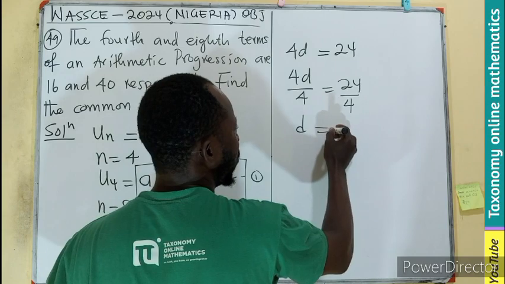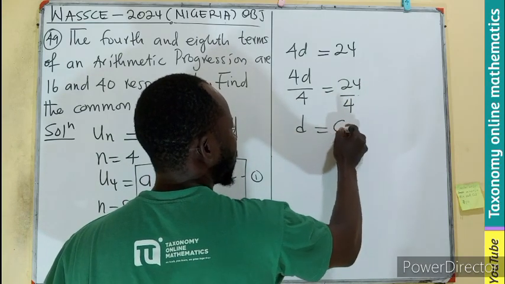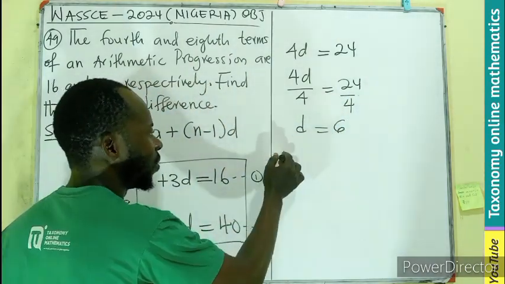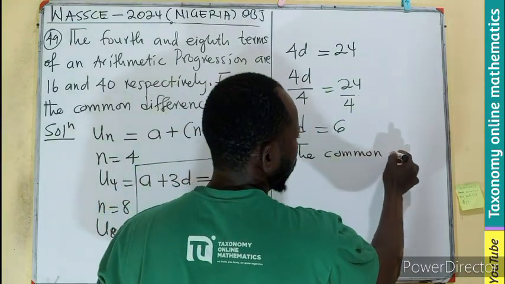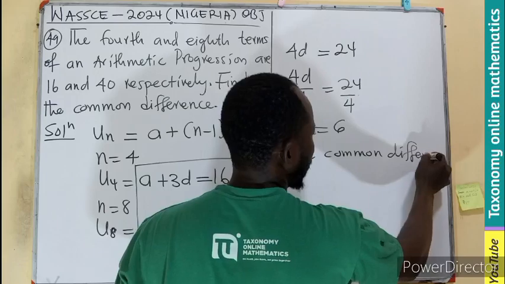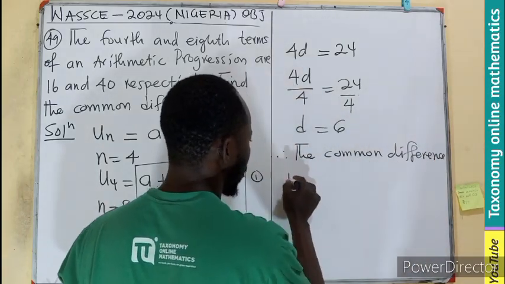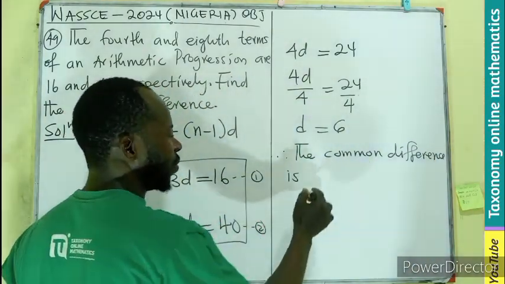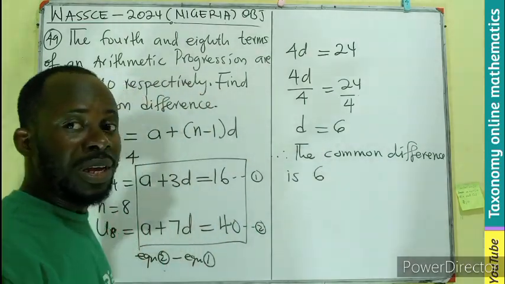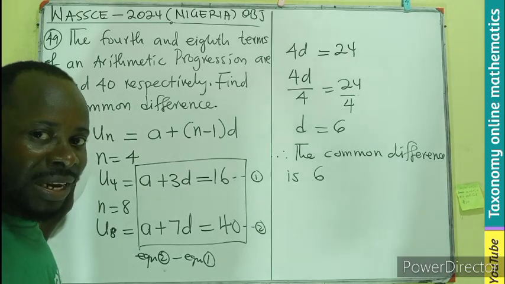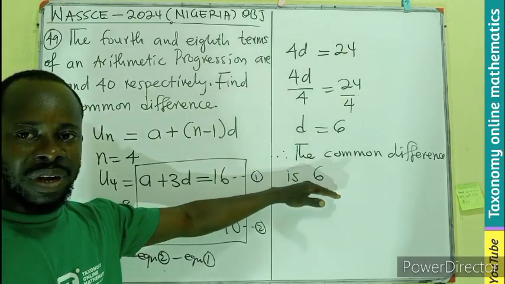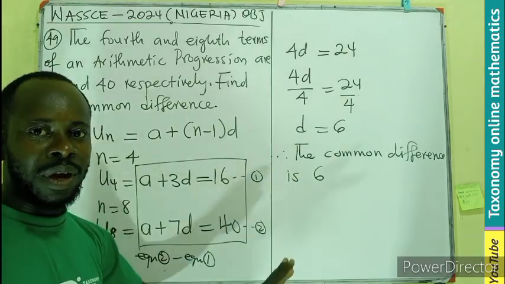So d will give you the value to be what? 6. So therefore, the common difference is going to be 6, and that will be option B on the question paper. I guess the transition from here all the way to getting d as 6 is okay by you.